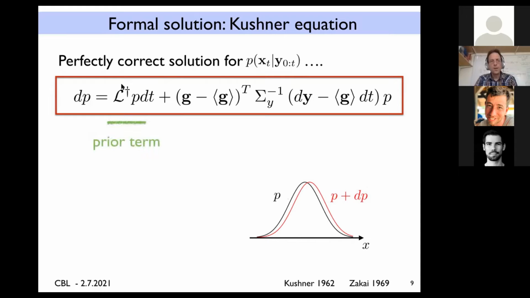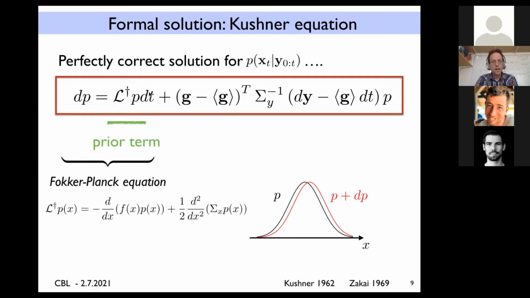So it has a deterministic part, which comes from the prior. So there's a prior dynamics, right? And this dp equals L dagger p dt is the so-called Fokker-Planck equation. So I just wrote here the Fokker-Planck operator in 1D to make it simple, but it depends on the derivative of fp and the second derivative of sigma_x p, where f and sigma_x define the hidden dynamics, so the latent process, right?